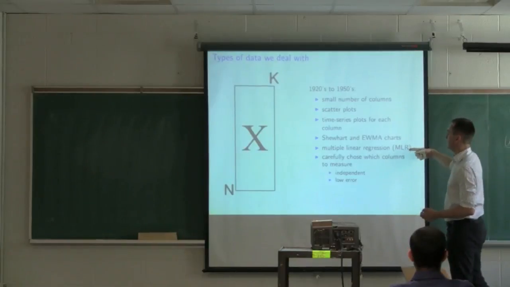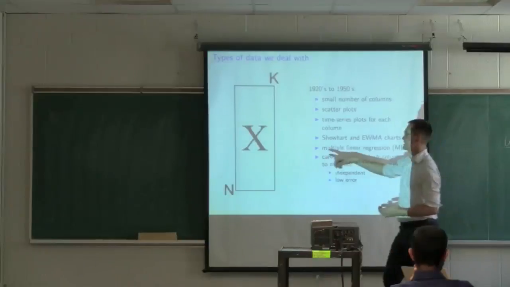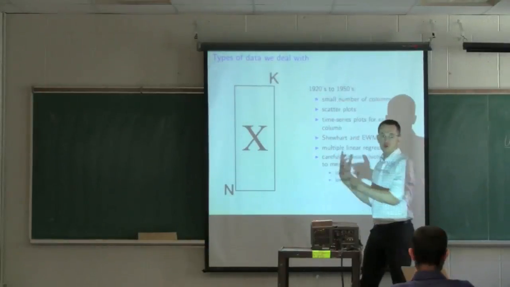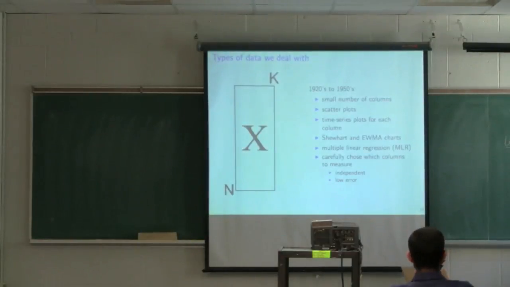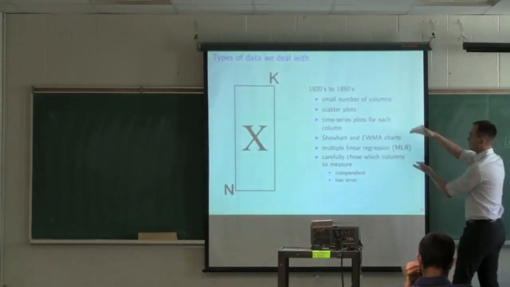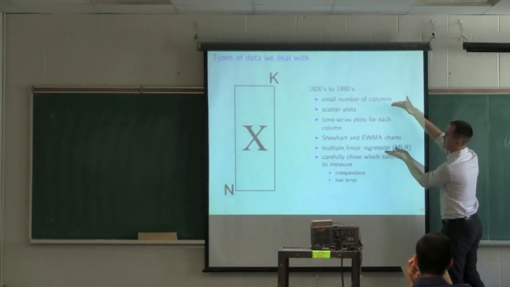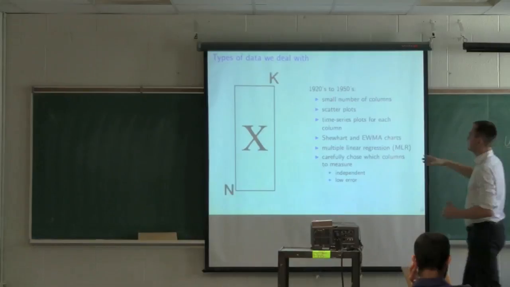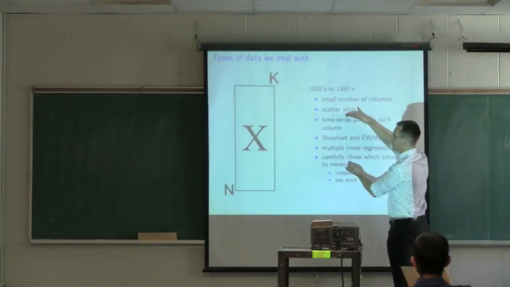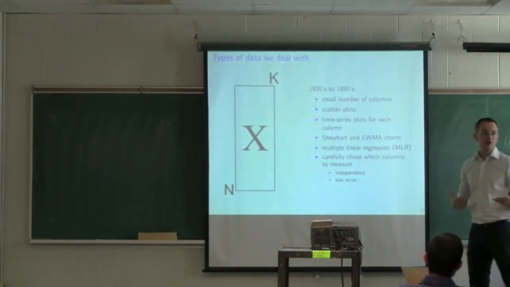You can use multiple linear regression as well, and the assumption with multiple linear regression is that this matrix X is full rank, which you will satisfy if every column contains new independent pieces of information. Okay. So all these classical tools, scatter plots, time series, Shewhart charts, multiple linear regression, these classical statistical tools work beautifully on data from that period of time because they satisfy the assumptions. The data was small in number of columns, independent, and low noise.